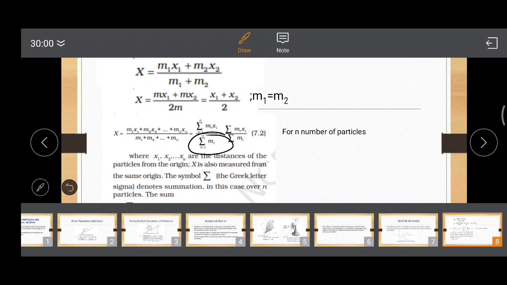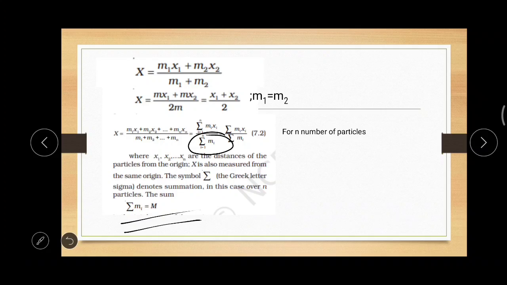So if you have n number of particles linearly arranged, then the general equation to find the center of mass is the summation of mi xi divided by the summation of mi.